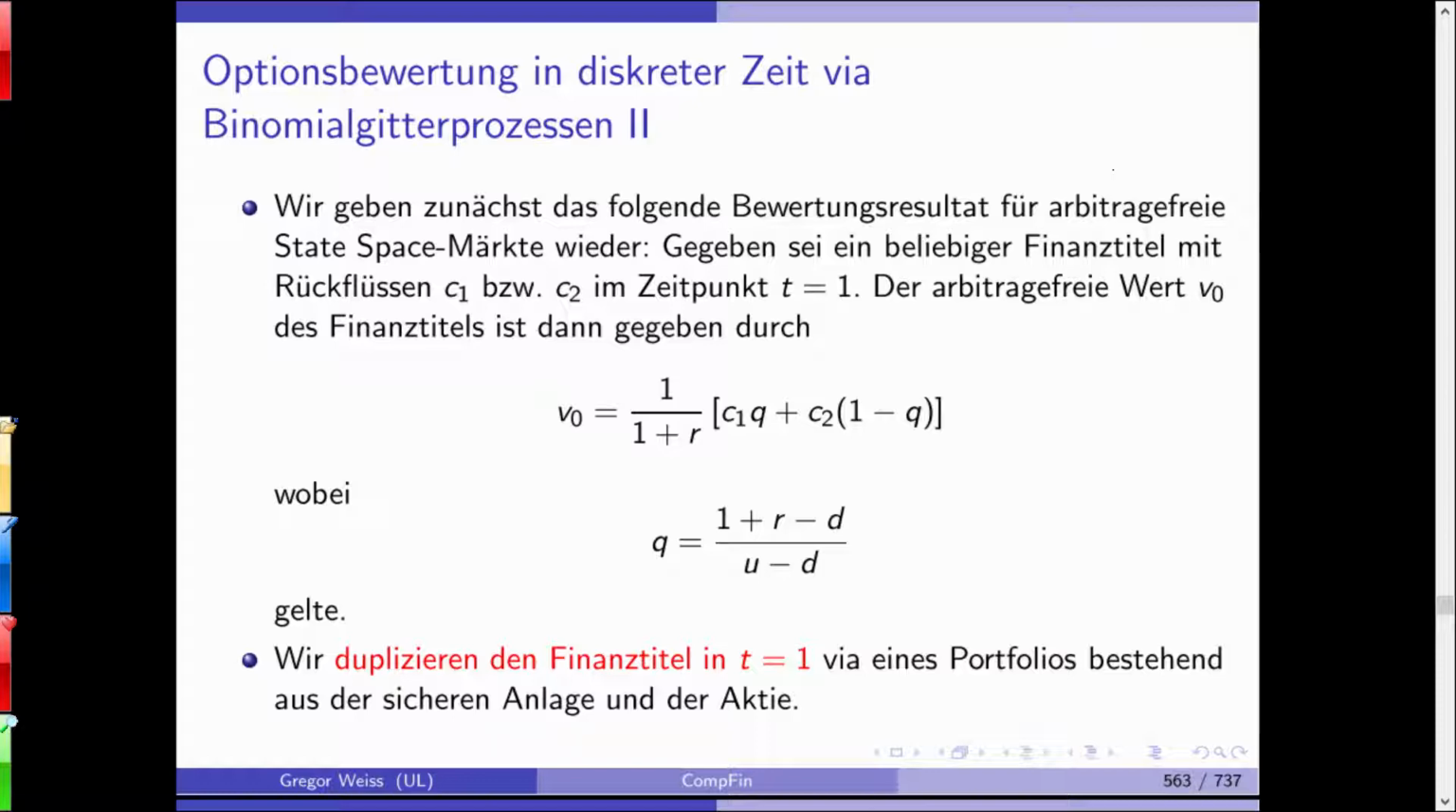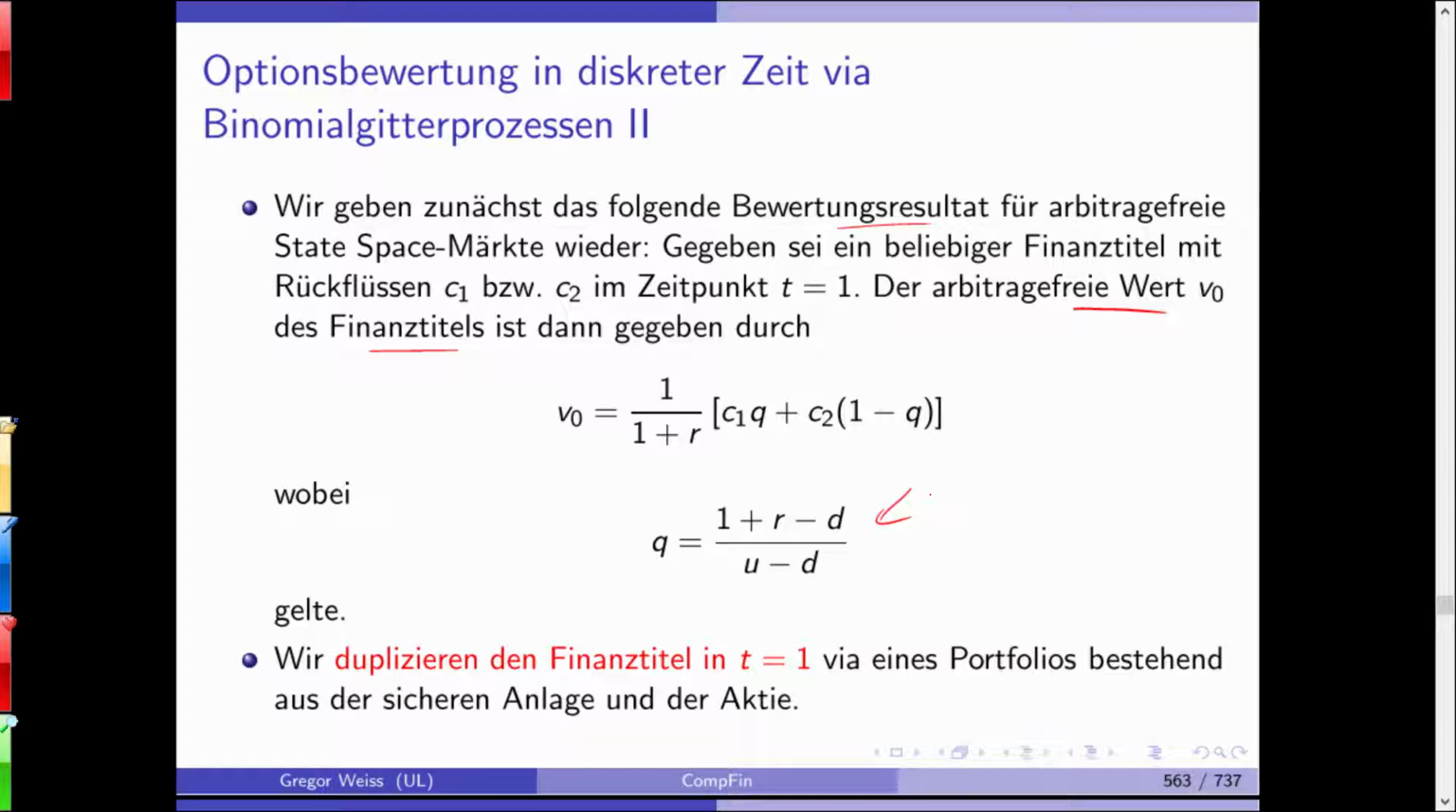We'll start with a very basic, simple pricing result. If you have two payouts, C1 and C2, then the arbitrage-free price of any financial contract with these two payouts is given by 1 over 1 plus R times C1 times Q plus C2 times 1 minus Q. And in this case, if we have two states, up and down, actually those two look like probabilities. Q and 1 minus Q are given by this. If you are interested in how to come up with this Q, take a look at my textbook, Unternehmerische Finanzpolitik.